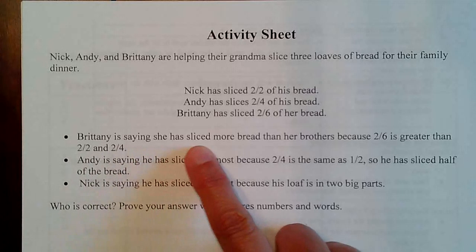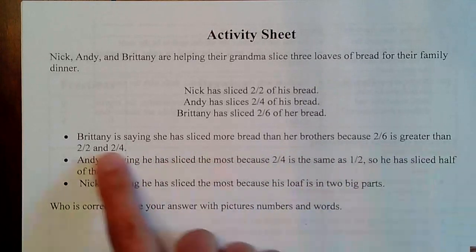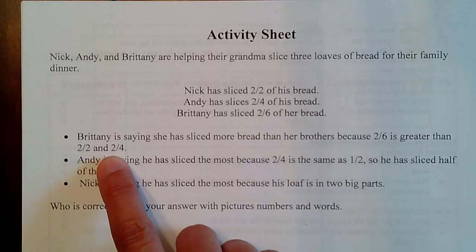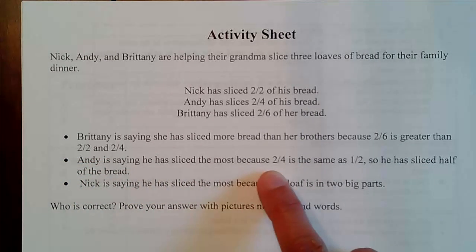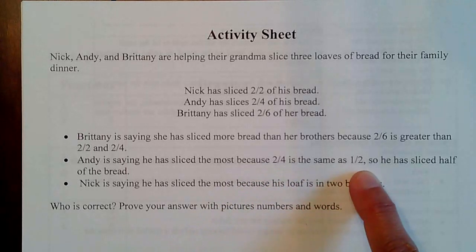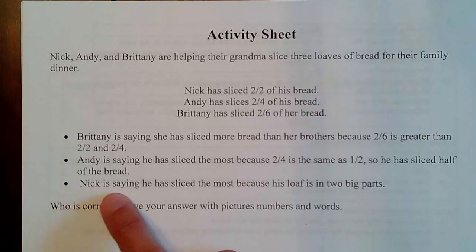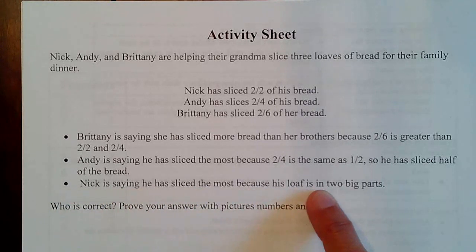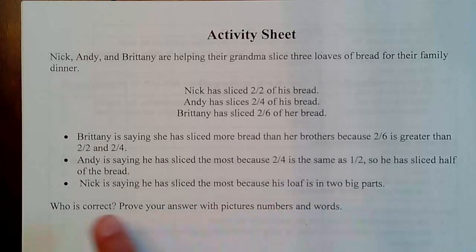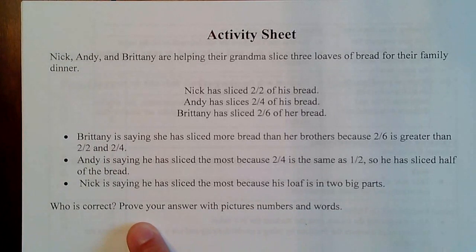Brittany is saying she has sliced more bread than her brothers because 2/6 is greater than 2 halves and 2/4. Andy is saying he has sliced the most because 2/4 is the same as a half. So he has sliced half of the bread. Nick is saying he has sliced the most because his loaf is in 2 big parts. Who is correct? Prove your answer with pictures, numbers, and words.